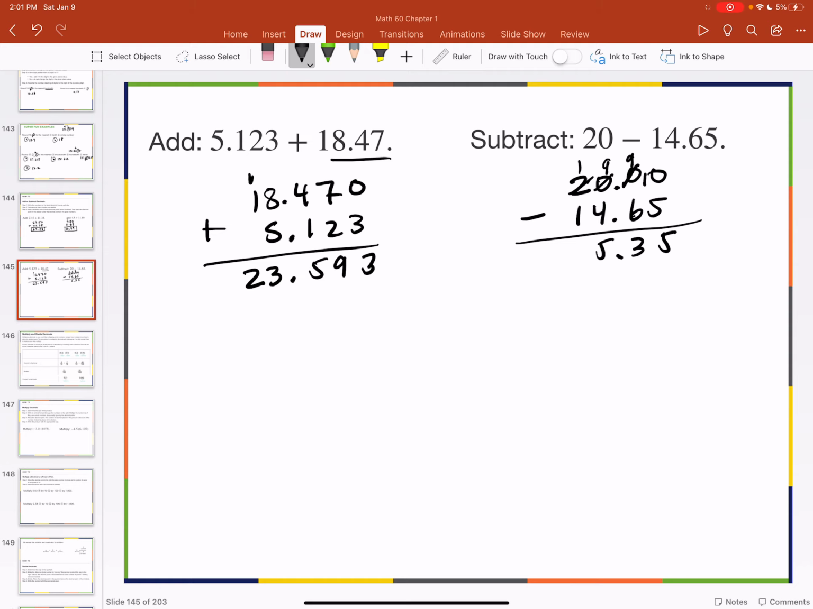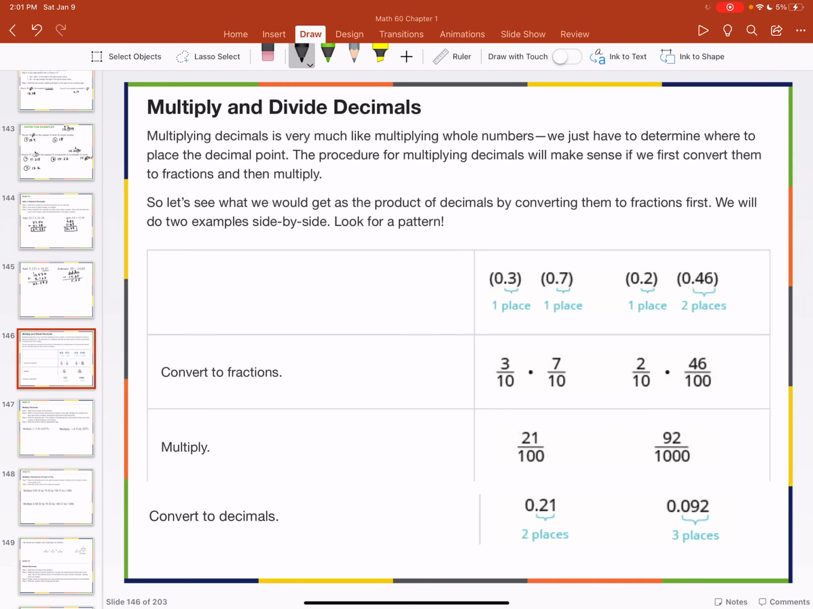All right, let's continue. Now, when you multiply and divide decimals, you basically do it like you would with whole numbers. The only difference is that you need to determine where to put the decimal point, okay? We're just going to do this one time so you see how this works, and then from now on you're not going to have to.